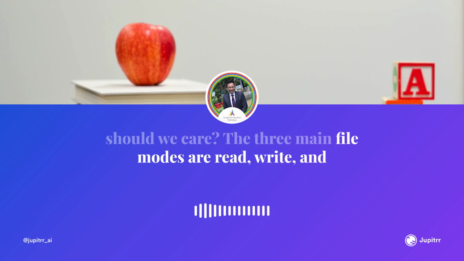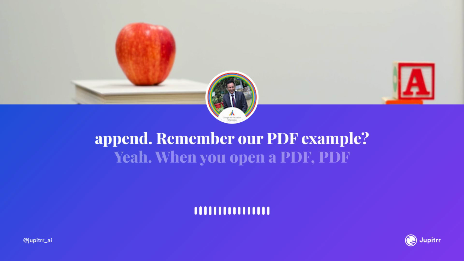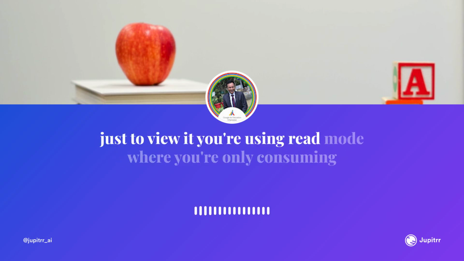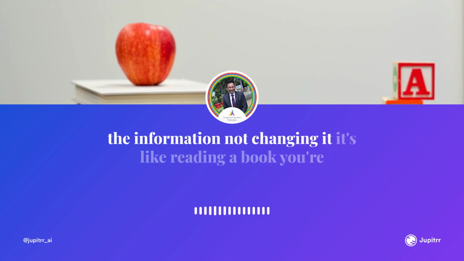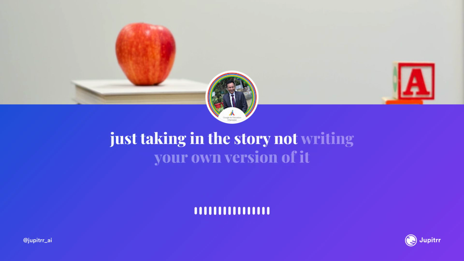The three main file modes are read, write, and append. Remember our PDF example? When you open a PDF just to view it, you're using read mode. Right. You're only consuming the information, not changing it. It's like reading a book. You're just taking in the story, not writing your own version of it.